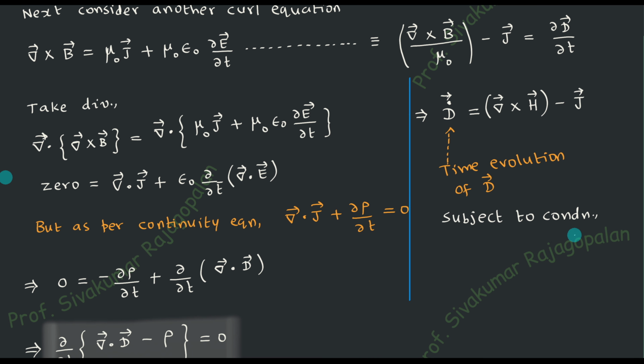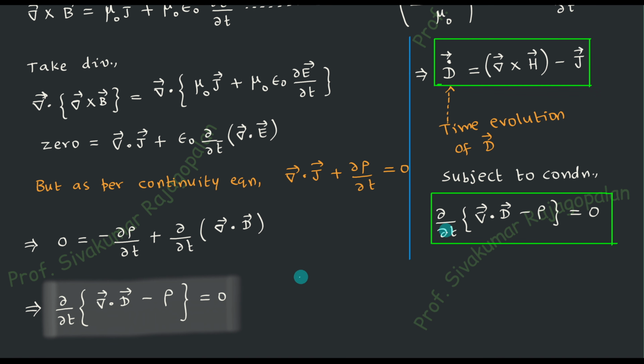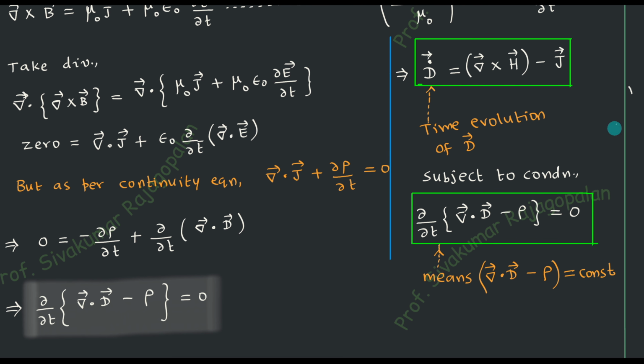What condition? Just now you derived, right? Here it is. So you can simply copy. That is the condition: dou by dou t of divergence of d minus rho equal to 0. And once again, remember that the dou by dou t means all the time, all the time, all the time. So all the time this condition should be satisfied. So the meaning is that divergence of the displacement vector minus rho, that quantity should be a constant for all the time.